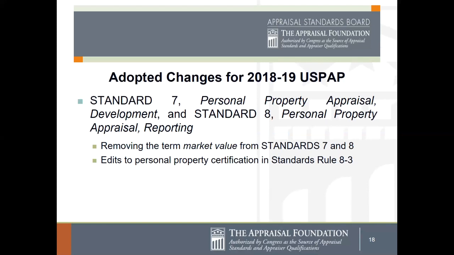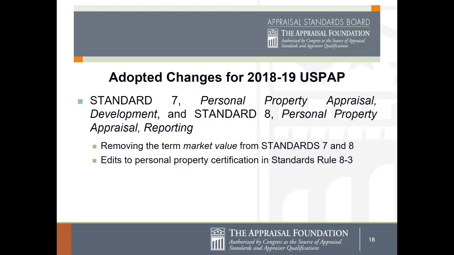The next changes involve Standard 7, Personal Property Appraisal Development, and Standard 8, Personal Property Appraisal Reporting. Can you tell us more about these changes? Maybe provide an example that might help illustrate what was done here? Sure, John. I'll give it my best shot. We have two great personal property appraisers on our board, as a matter of fact. But it came to our attention that market value is seldom used in personal property appraising. Therefore, the term was eliminated from Standards 7 and 8. Edits then were also proposed to make Standards 7 and 8 more consistent with current practice in the personal property discipline. One example is in the area of Standards Rule 8-3, which is the certification requirement, its comment.